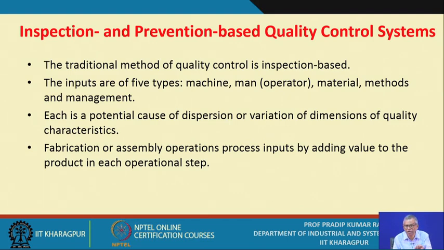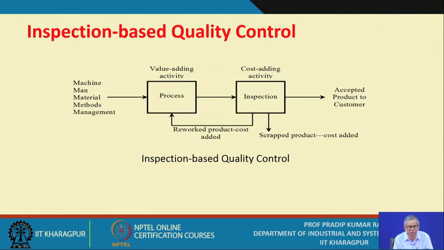The inputs are of 5 types: machine, man or operator, material, methods. Each is a potential cause of dispersion or variation of dimensions of quality characteristics. I have already mentioned that an exercise on quality is essentially an exercise on variability and consistency. Fabrication or assembly operations process inputs by adding value to the product in each operational stage. So this is a typical system. It is referred to as the inspection based quality control. So you have 5 types of inputs. This is a generic presentation.